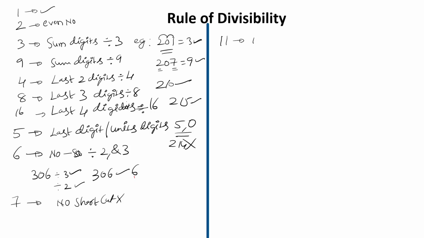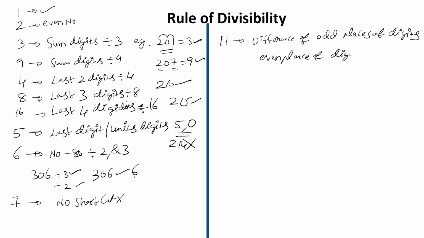The beauty is that the difference of the sum of digits at odd places and the sum of digits at even places should be either 0 or a multiple of 11. Multiples of 11 means 11, 22, 33, 44. These are the multiples of 11.